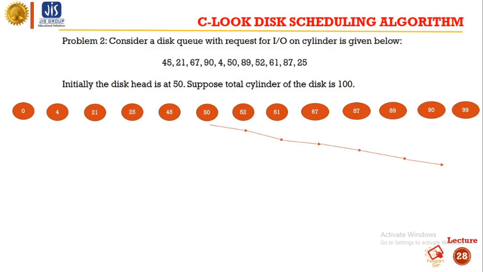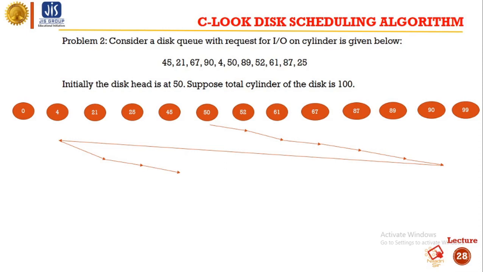Okay, so now we'll move to the opposite direction, that is to 0. Okay, so we'll move to the first part of the opposite direction. So we have moved to 0. Okay, so from 0 we'll move to 21. From 21 we have moved to 25. Okay, so from 25 we'll move to 45. Okay, so this is how C-LOOK disk scheduling works.